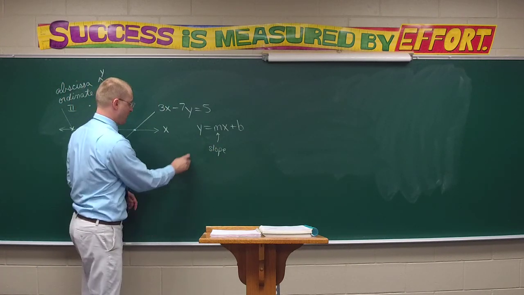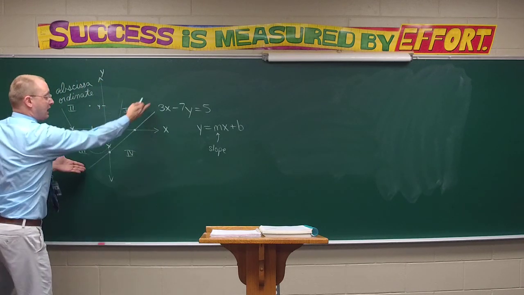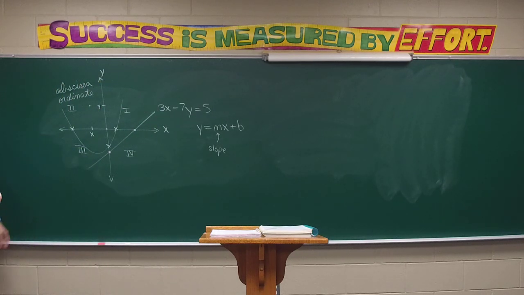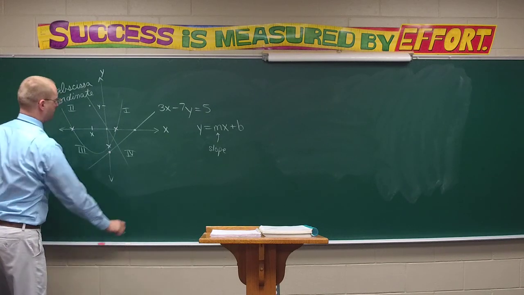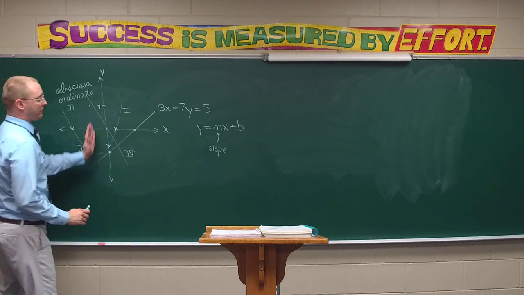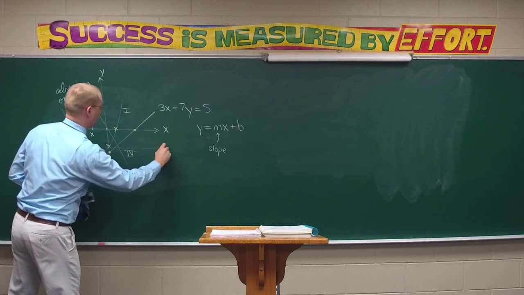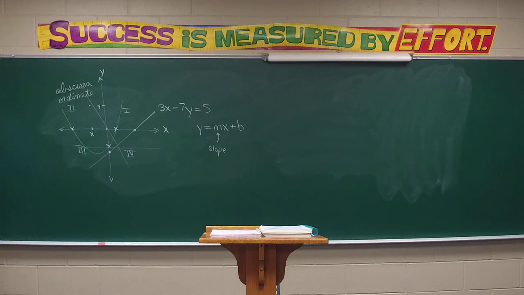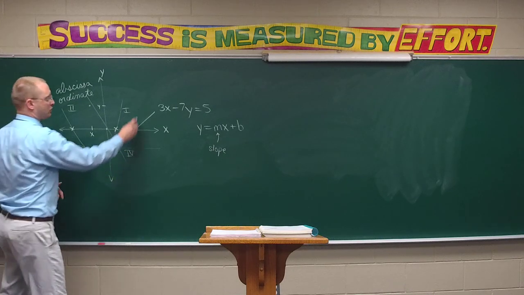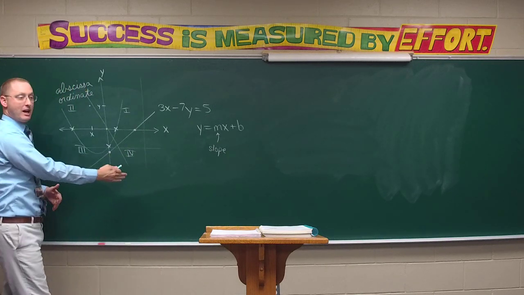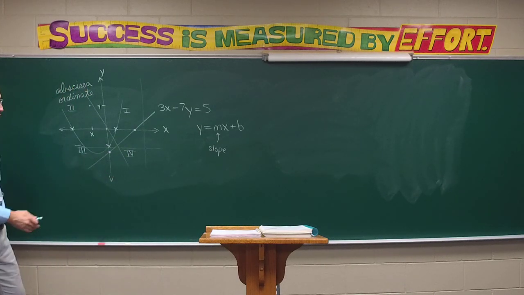So we said that a line that goes like this would have what kind of slope? Positive slope. A line that goes like this would have negative slope. So up and to the right would be positive, up and to the left would be negative slope. What about a perfectly horizontal line? Zero slope. It doesn't have slope, right? Zero slope. And a perfectly vertical line would have undefined slope.